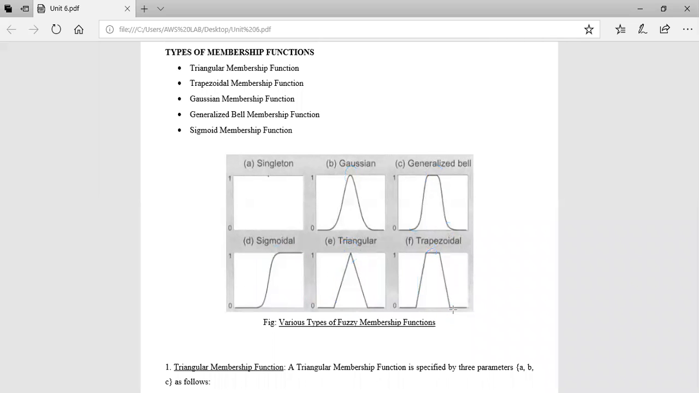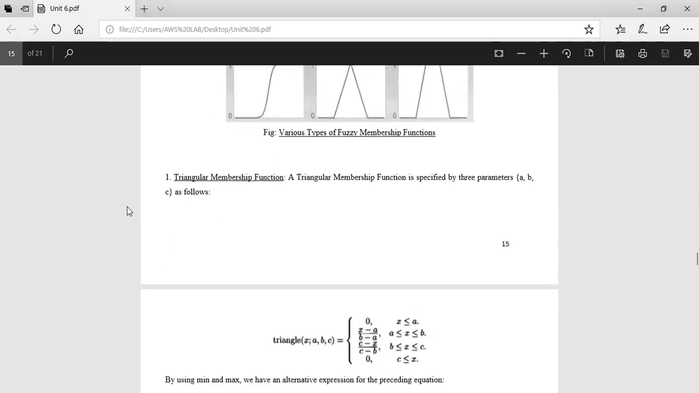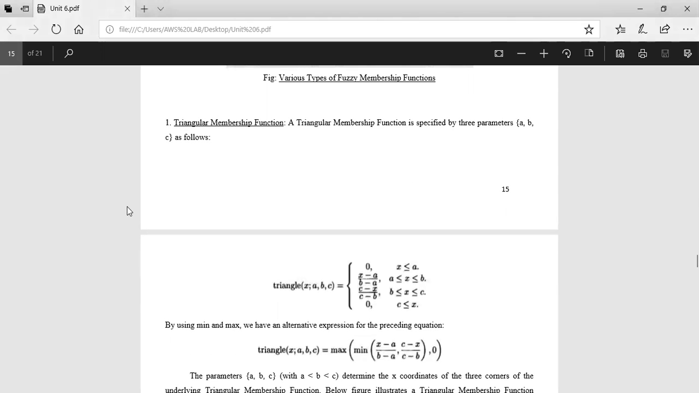So hope everyone is having at least a clear idea. For triangle, you must have an idea of how we can draw a triangle membership. Similarly trapezoidal, Gaussian, generalized, sigmoidal, right? So these are the things which you need to remember. Coming to the first membership function, called triangular membership. A triangular membership is specified by using 3 parameters: A, B and C.